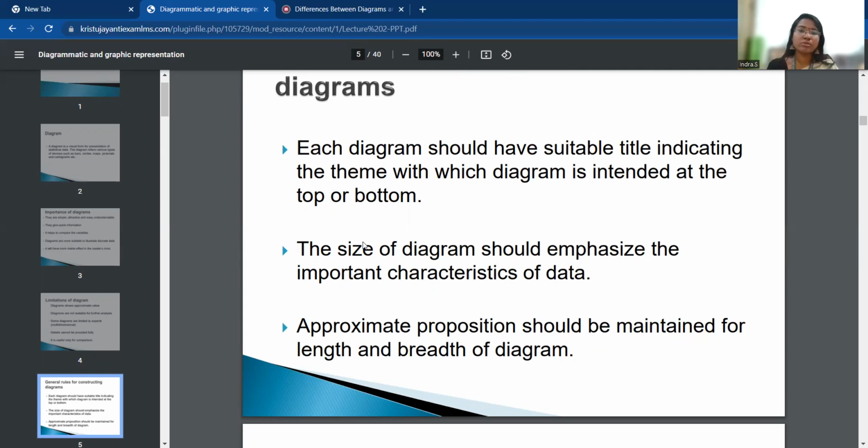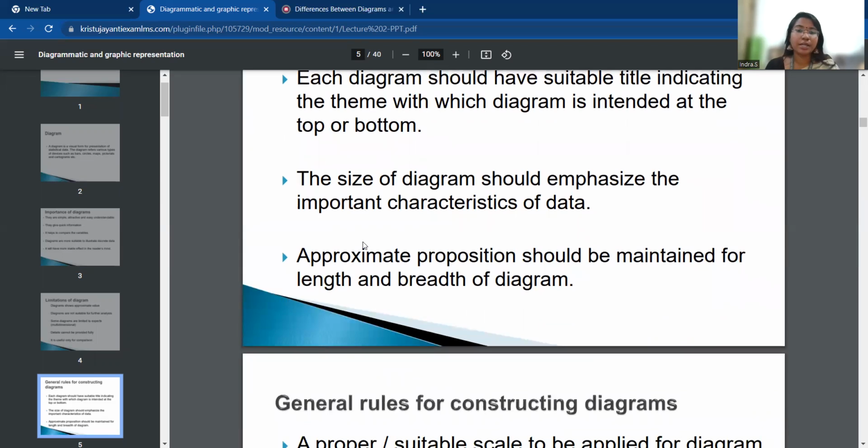The second important thing is that the size of the diagram is a very, very important characteristic of the data. Whether it is a pictorial graph, a pie chart, a vertical diagram or a rectangular diagram, the size matters a lot. The size of the diagram will emphasize the important feature of a particular data. So it is very, very important to take note of the size of the diagram.